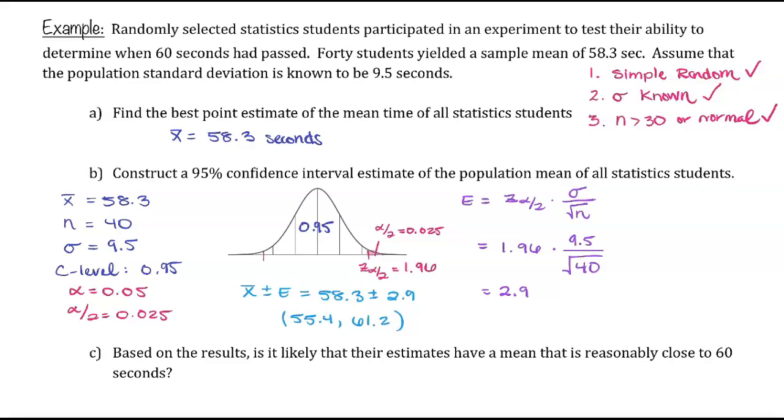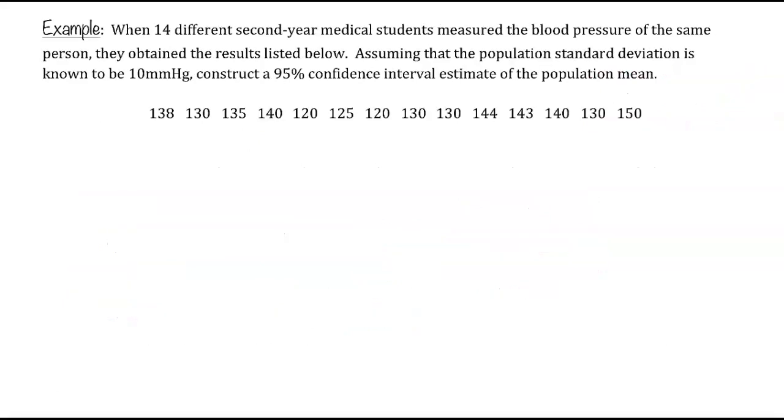Now let's look at an example when the original data is given to us instead. In this example, we have that 14 different second-year medical students measured the blood pressure of the same person. They obtained these results listed below. Assuming that the population standard deviation is known to be 10, construct a 95% confidence interval estimate of the population mean.